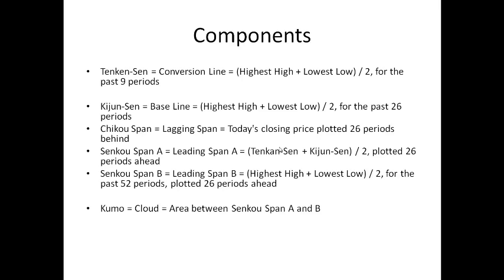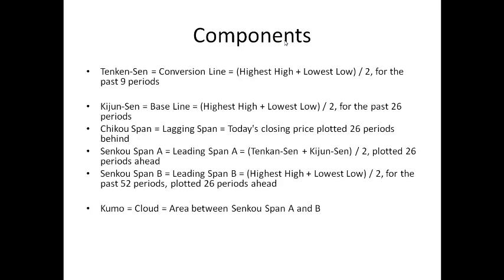Next is the Kijun-sen. It is also called the baseline, and this is the average of the highest high and the lowest low for the 26 periods. The next component is the Chikou span, also called the lagging span. This is today's closing price, which is plotted 26 periods back.